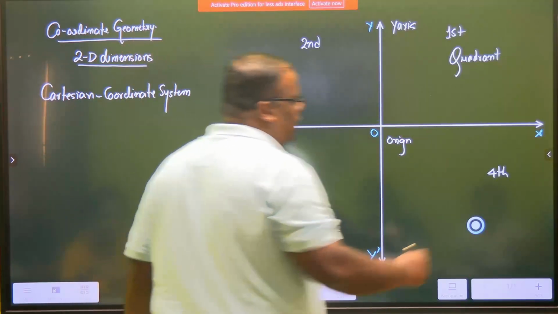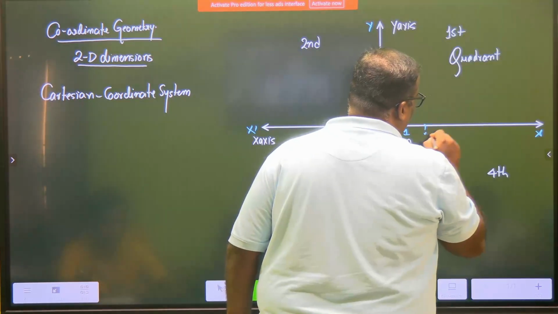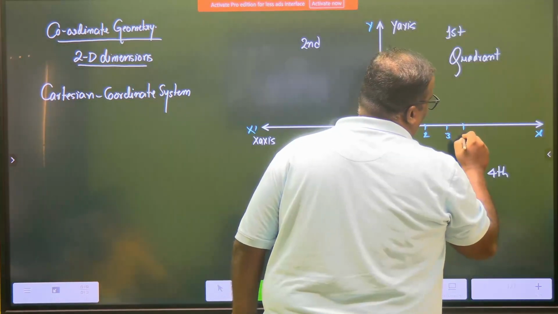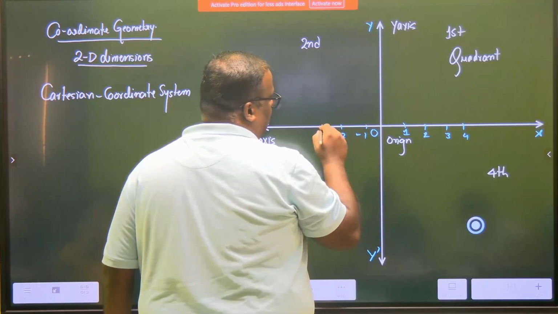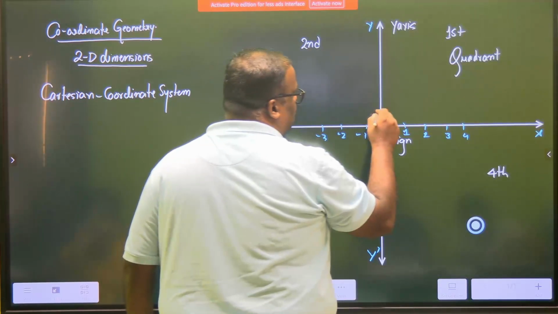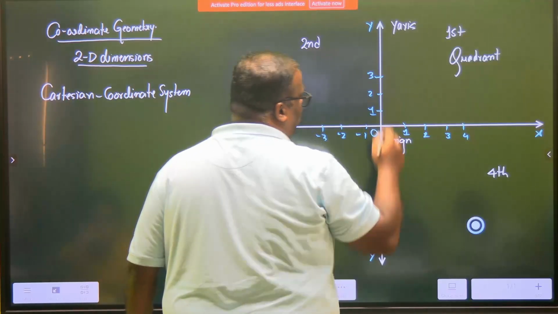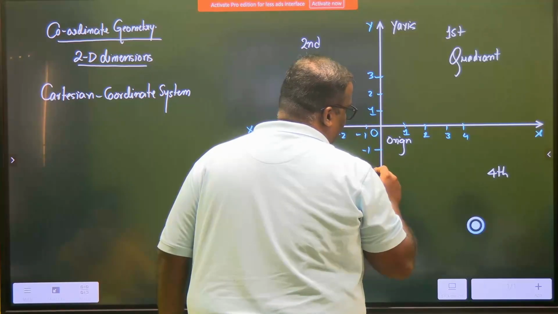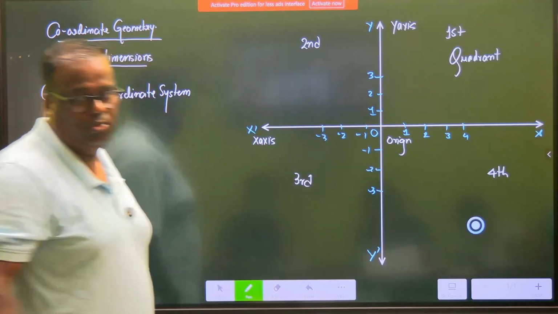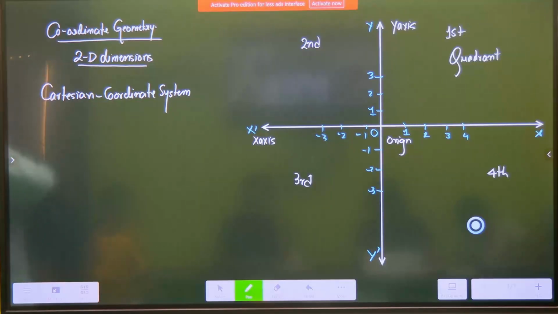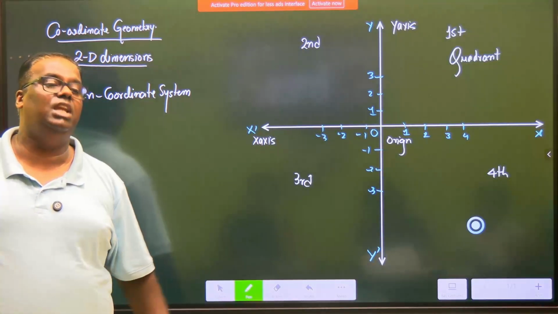So on this side, we will have positive numbers, all real numbers, 1, 2, 3, 4, and so on. And on this side, we will have -1, -2, -3, and so on. On this side, we generally write on the left side, 1, 2, 3, and so on. And on this side, we will have -1, -2, -3, and so on. Nothing new so far for you. Got it?